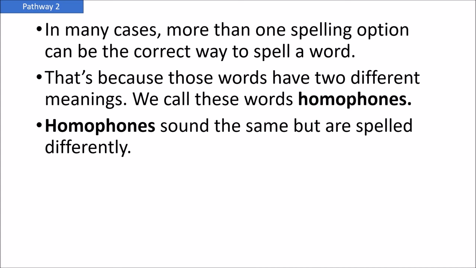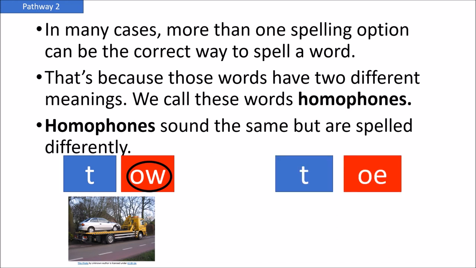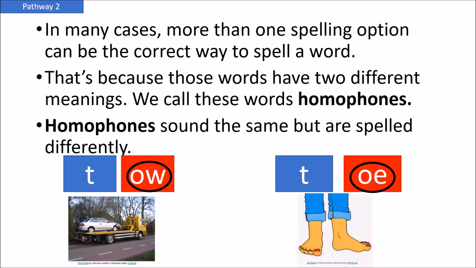For example, the word toe. Toe can be spelled T-O-W. When spelled this way, toe means for one vehicle to move another vehicle to a different location. Toe can also be spelled T-O-E. However, when it's spelled this way with the O-E vowel team, it means the toe on your foot.